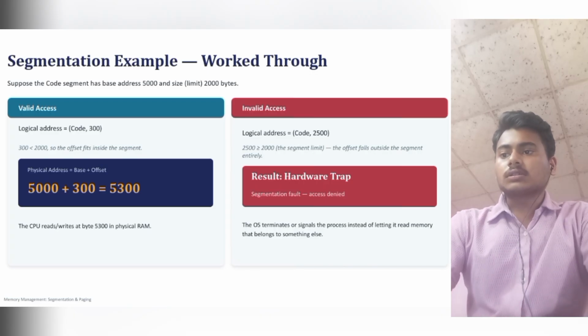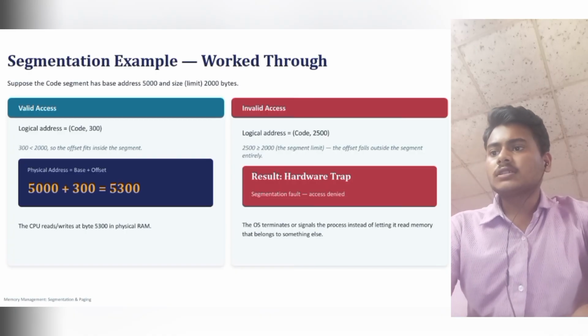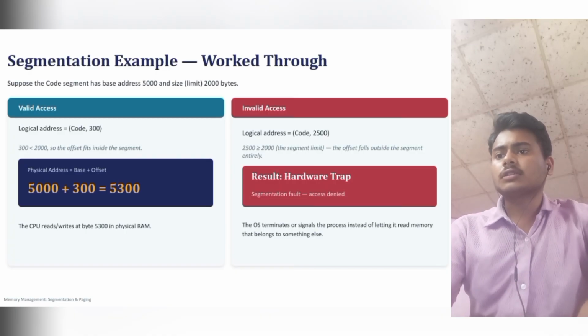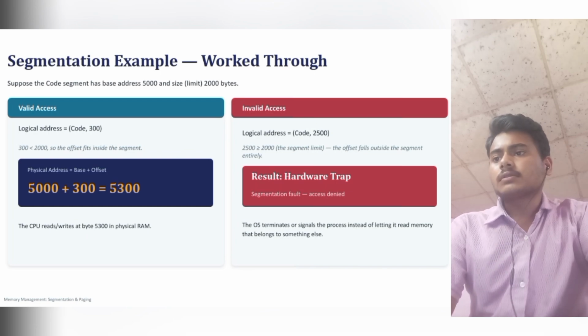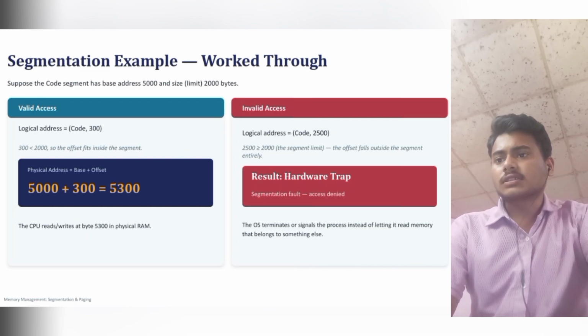Slide number 6. Example for segmentation. Let's say our code segment starts at address 5000 and its size is 2000 bytes. First case, a valid access. Our address is code offset 300. 300 is smaller than 2000, so this is allowed. We add 5000 plus 300 and we get 5300. That's the real address in RAM.